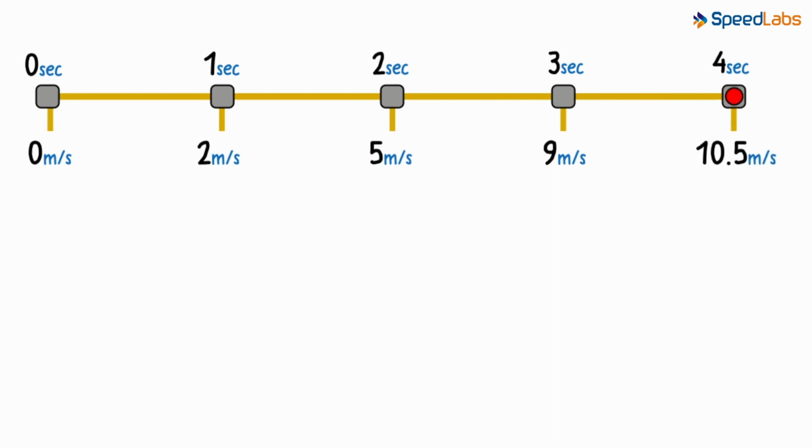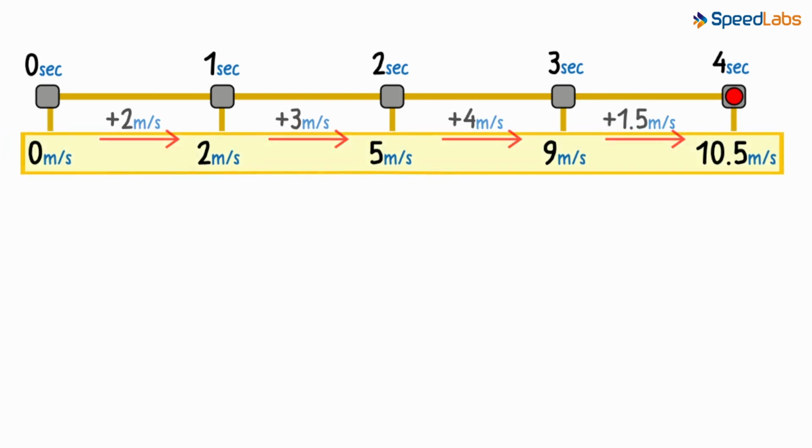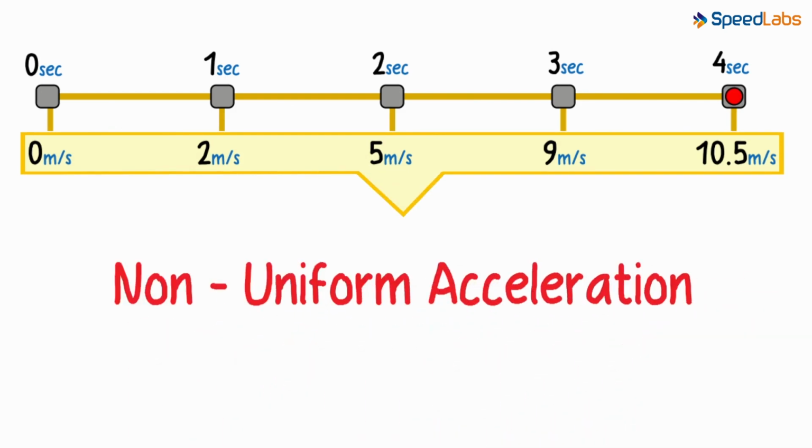Here, the velocity is not changing by a constant amount. The acceleration is not constant. And this is referred to as non-uniform acceleration.